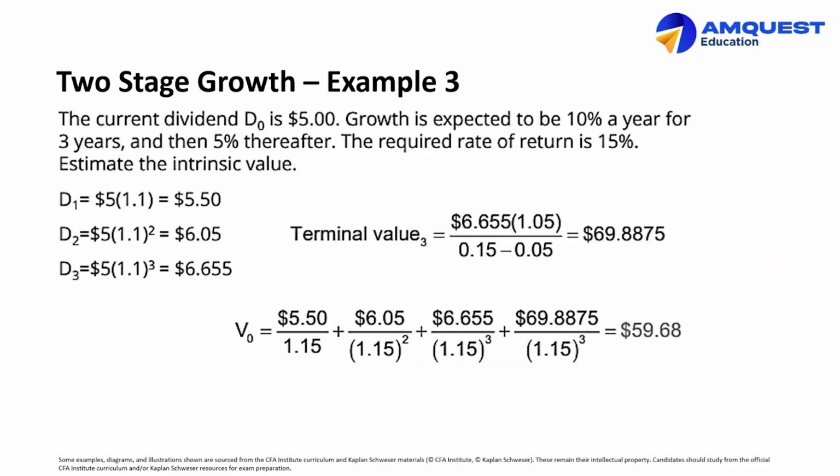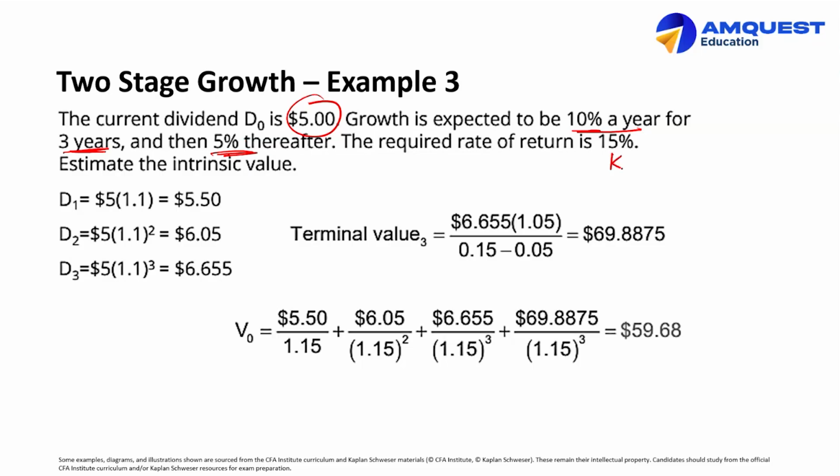Let's see one more example. Current dividend is 5. Growth is expected to be 10% a year for 3 years and 5% thereafter. So this is the 2-stage growth model. So initially dividends will be growing at a higher rate and then dividend will be growing at a stable rate for perpetual period. तो 3 साल के लिए 10% ग्रोथ है और उसके बाद 5% टिल परपेचुइटी.